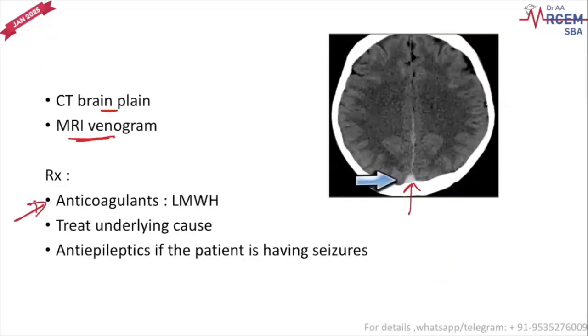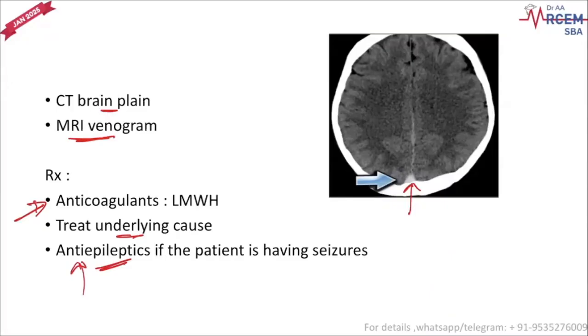You start with an anticoagulant and treat the underlying cause, if it is present. For example, if the patient is taking OCP, stop the OCP pills, or if the patient is dehydrated, hydrate the patient. Underlying cause, you need to treat it. If the patient had epilepsy, then you treat it with anti-epileptic treatment. That means if the patient had a seizure, then give an anti-epileptic. Do not give it prophylactically.